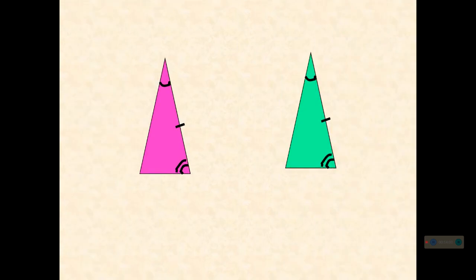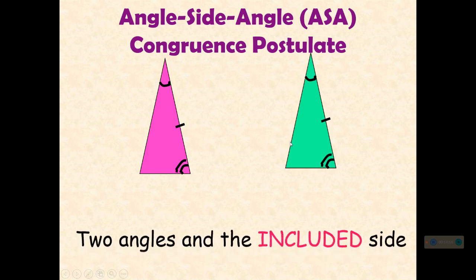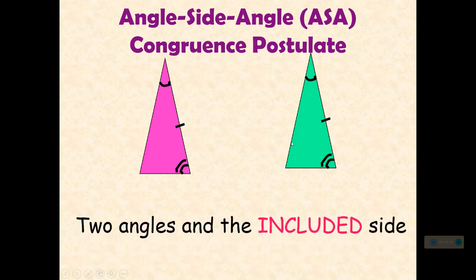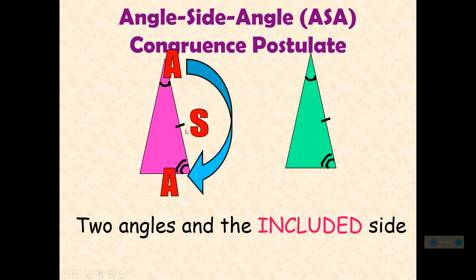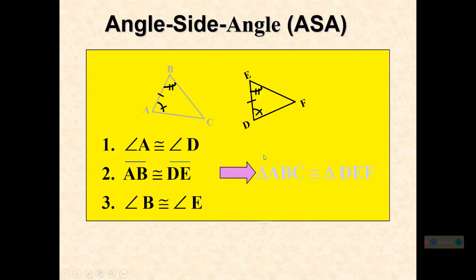Next, the last is the angle side angle or ASA congruence postulate. So obviously, we have two angles and the included side, which was also discussed before on the previous slide. Included side. So we have here the angle side angle, two angles and the included side. If they are congruent, then the two triangles are congruent.